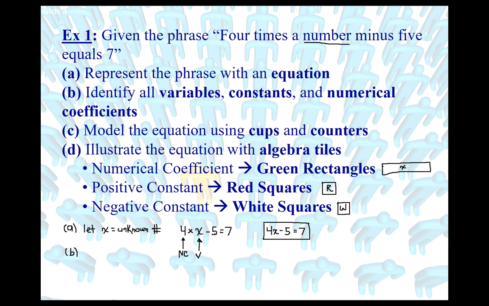How about this 5, numerical coefficient or constant? Well, it's separated from the variable through subtraction. So if it's separated through addition or subtraction, it's a constant. And the 7 is all by itself on the right-hand side of that equal sign. So again, it has no real connection to the variable, so we're also going to call that a constant.